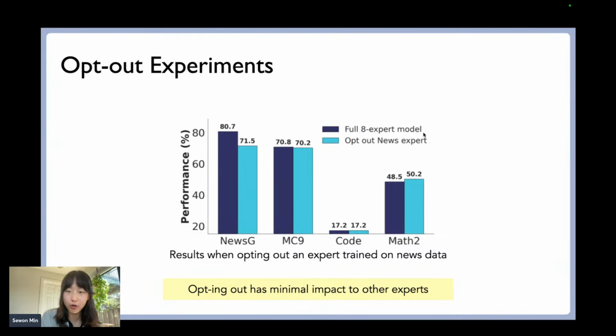We have an 8-expert model, which is the original FlexOlmo, and then we opted out the news expert, trained on news data, so that we now have 7 experts. Then we looked at how much impact there is on a few downstream tasks. What we found is that for the news generation task, which is definitely relevant to news, there is a performance drop, which is expected. However, for other downstream tasks that are not relevant to news, opting out the news expert has minimal impact. In fact, in some cases it even improves, likely because the router now has fewer candidates to choose from. So this demonstrates that opting out experts has minimal impact on other experts.